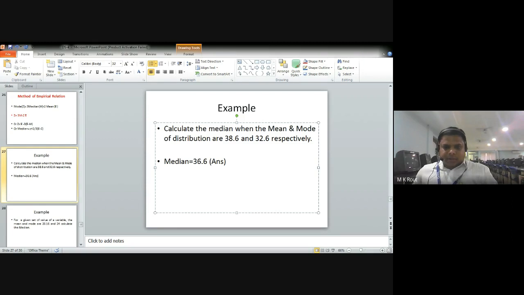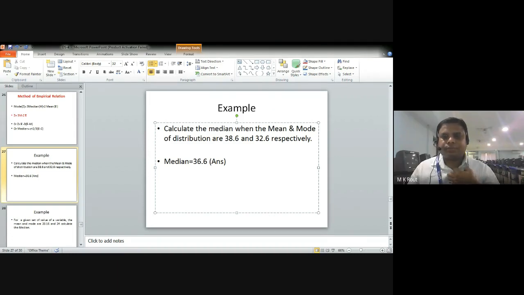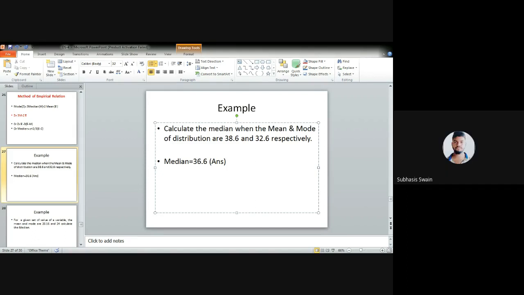Subham Agarwal, what is your answer? Sir, 36.6, sir. Good, good. Subham Pradhan, 36.6. Subhasis Swai, okay, correct. Swana Officer, that is correct. Subhasis Swai, what is your answer? Calculating, sir.